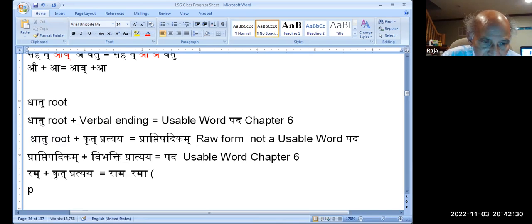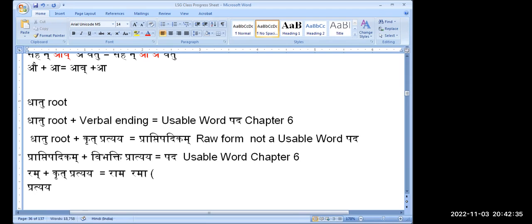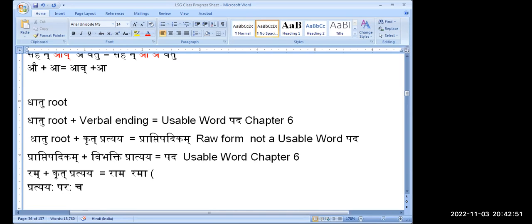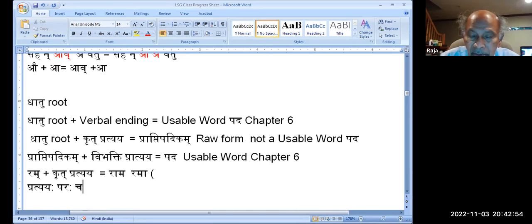Sorry, I'm giving Sanskrit because at least you get used to this one. Pratyaya comes after the term that is taking it. So, what is krut there? The pratyayas are divided into groups. Krut pratyaya is something that is added to a root to get a pratipadikam.